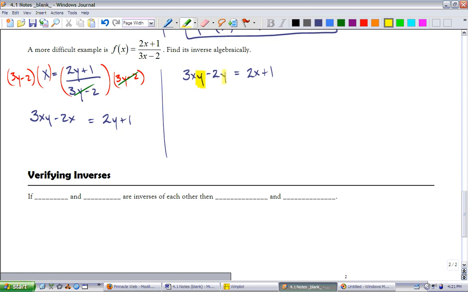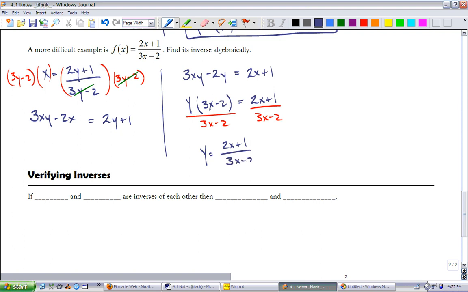Notice that both of these terms have a y with them. And this is the part that students usually get hung up on. We're going to factor a y out. That's how we get the y by itself. Okay, and we get 2x plus 1. And to get y by itself, we're going to divide both sides by 3x minus 2. We end up with this. Y equals 2x plus 1 over 3x minus 2.